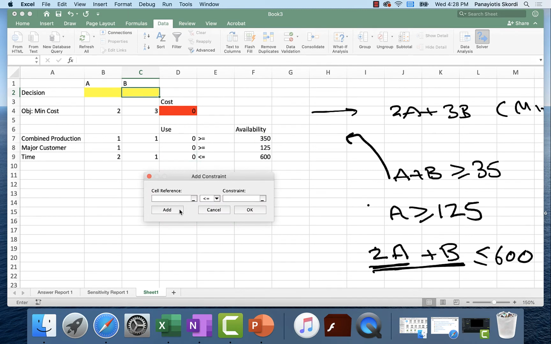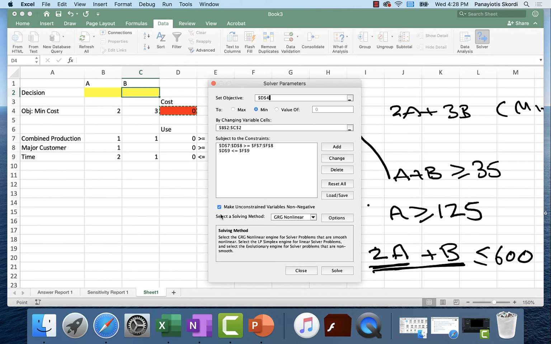And we want to add in the last constraint. The last constraint is this. That one is less than or equal to, and over here we're going to put in this. That's okay. Make unconstrained variables non-negative. We don't want to be told we have to produce minus 300 gallons of A and minus 5 of B. We don't want those sorts of results. And we're interested in linear programming, so we're going to press Simplex LP and we're going to press Solve.